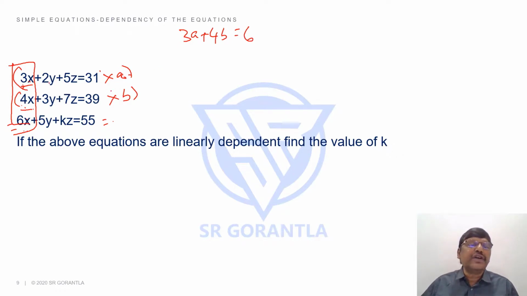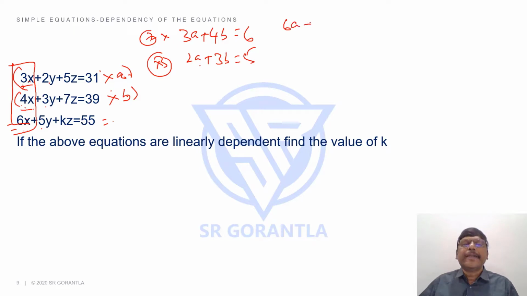What is the y coefficient here? 2a plus, what is the y coefficient here? 3b must be equal to the y coefficient here. Now can we find the a and b values, students? See, multiply this with 2, multiply this with 3. What happens? 6a plus 8b equals 12. Multiply this with 3. What happens? 6a plus 9b equals 15.